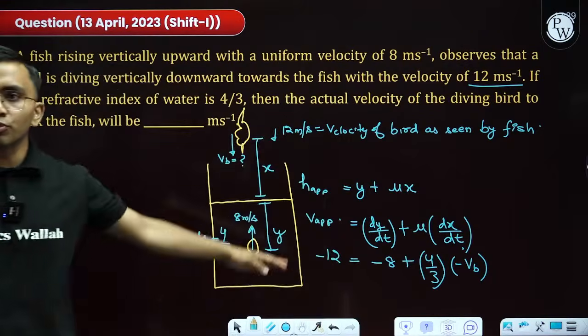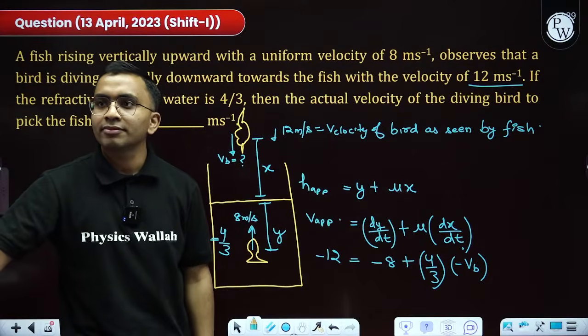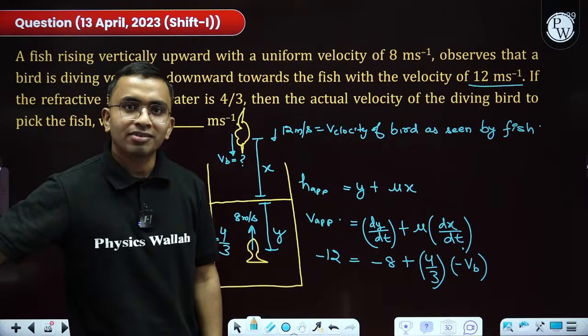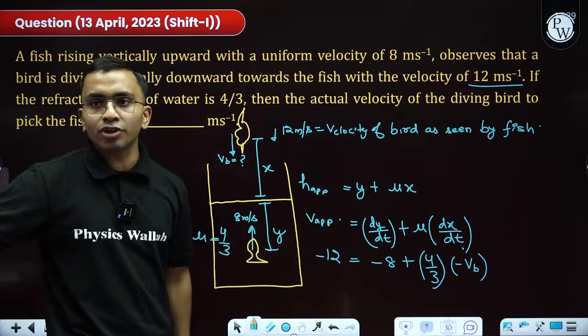Understand this equation, it is most important. If you got this equation, it means your fundas are clear. Otherwise, you will always be confused. From this equation, we can easily get the velocity of the bird.